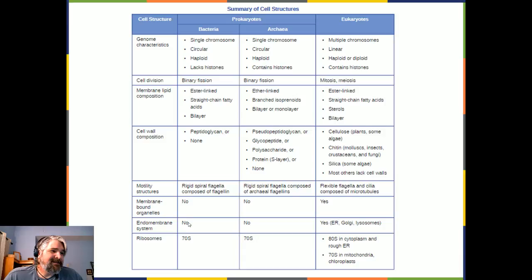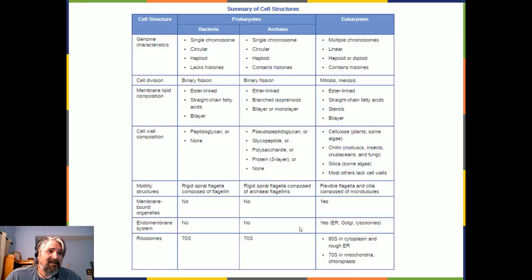No membrane-bound organelles for prokaryotes, but yes for eukaryotes. No endomembrane system, and of course, the eukaryotes do. Ribosomes are 70S, and then 80S for the eukaryotes in the cytoplasm and the rough ER, but they have 70S in the mitochondria and chloroplasts.